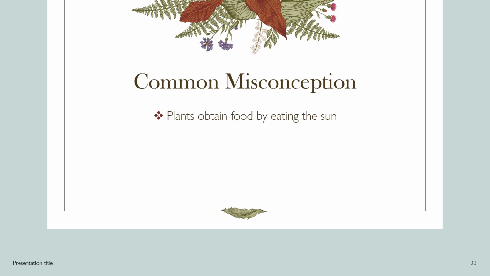Most learners may think that plants obtain their energy directly from the sun. The truth is, plants use light energy to combine carbon dioxide and water to form glucose and oxygen. They then use this glucose for fuel.